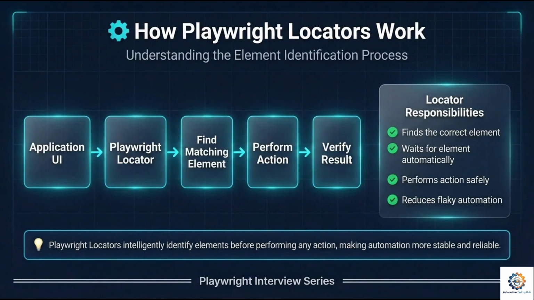So how do Playwright locators actually work? The process is simple. First, Playwright identifies the correct element, then it automatically waits until that element becomes ready. Only after that does it perform the action. Finally, it verifies the expected result. This intelligent waiting mechanism is called auto waiting. It is one of the biggest reasons Playwright produces stable and reliable automation tests.